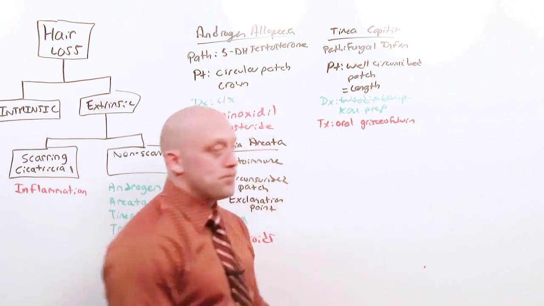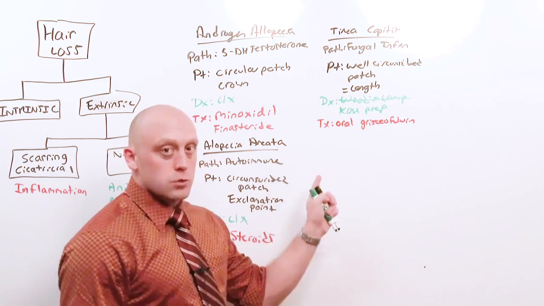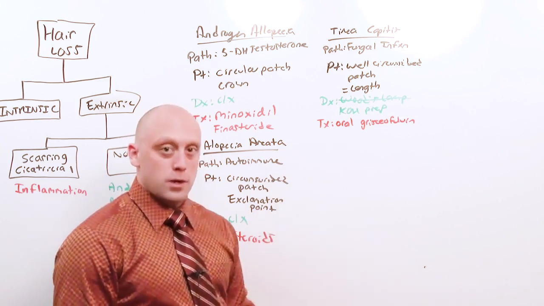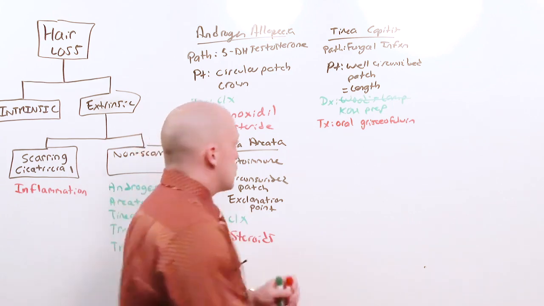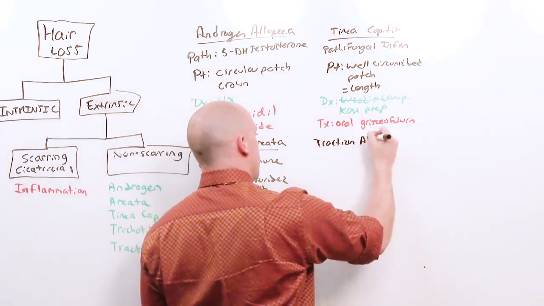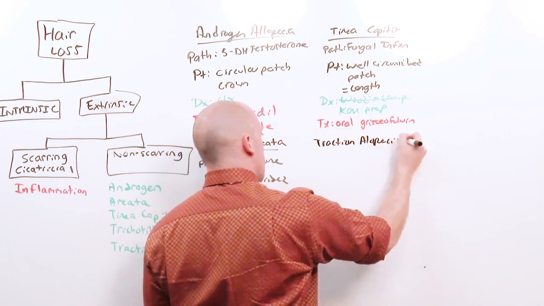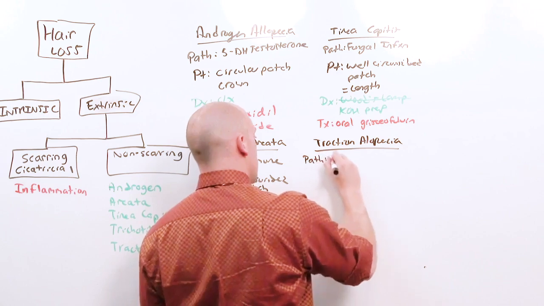Oral griseofulvin. You don't use topical, you use oral, because if you don't treat it, they can actually have permanent hair loss in the patch that's infected. Next is traction alopecia. This is actually when someone pulls their hair too tight.